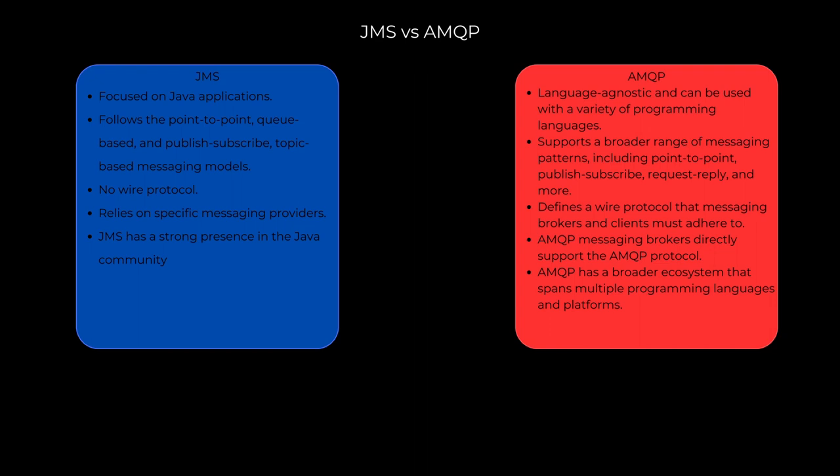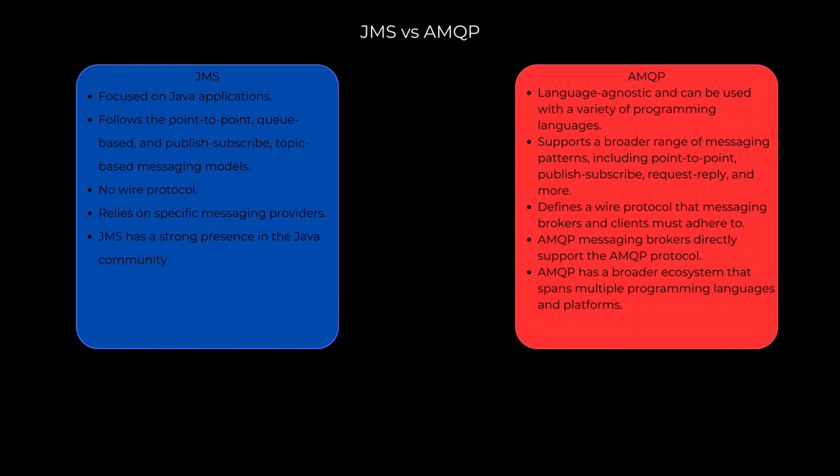Brokers and implementations. JMS relies on specific messaging providers that implement the JMS API. These providers may offer additional features beyond the JMS standard. AMQP messaging brokers directly support the AMQP protocol. They provide a consistent messaging experience across different platforms.